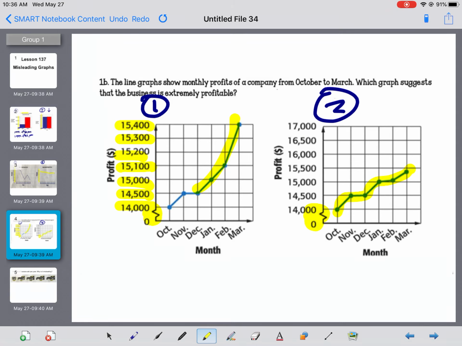So this is why making sure that your scale has equal intervals is really, really important. If your scale doesn't have equal intervals, your information is going to be misleading. Your graph is going to give an inaccurate impression. Graph number 2 does a good job of making sure that the intervals are equal, which is showing the true information that there is an increase in profit, but it's definitely not as drastic as the first graph makes it seem.